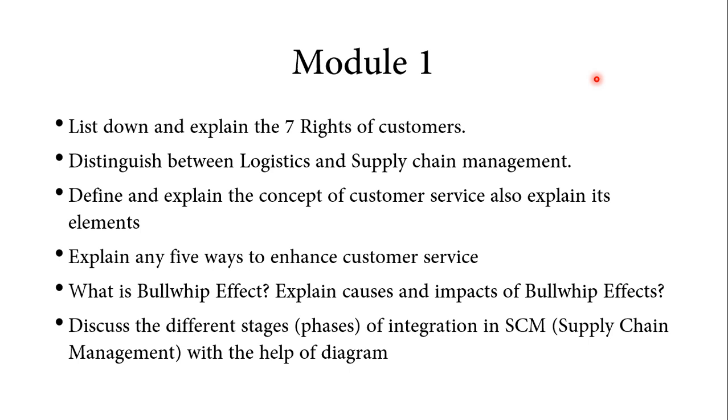Next, what is bullwhip effect, and explain the causes and impact of bullwhip effect. Again, this is very important from even short note point of view. And lastly, discuss the different stages or phases of integration in supply chain management with the help of diagram. So these are the second set of questions that are very important from module 1. Now, module 1 consists of around 3 chapters, so these 2 slides of questions comprise all those 3 chapters. So you can go through it once.